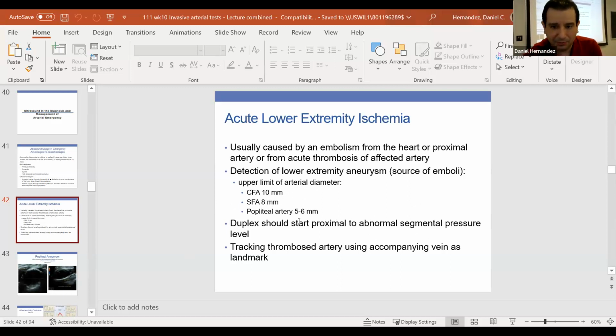So this is just kind of a good rule of thumb when you're looking at vessel segments. 1 centimeter for common femoral artery, 8 millimeters for SFA, and half a centimeter, or 0.5 centimeters, or 5 millimeters for popliteal artery. So typically when you get over those measurements, you worry about or consider aneurysm.